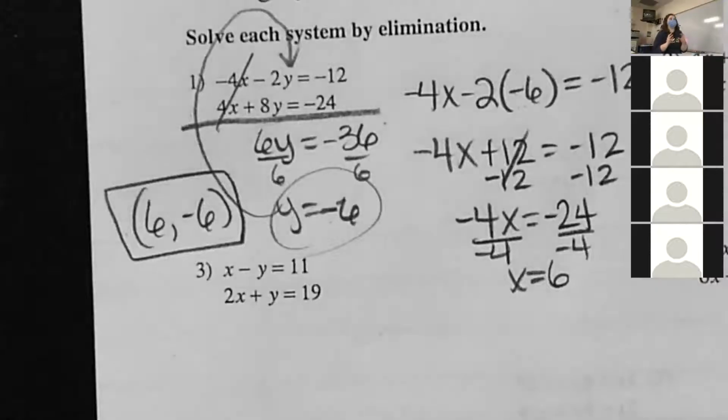Yep. So the goal in elimination is to get rid of one of the variables so that way you can solve for the other one and then plug it back in to find both. Okay, so let's try another one. Let's try number 3.